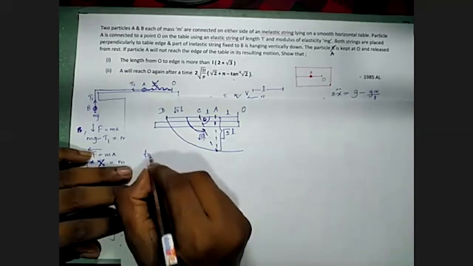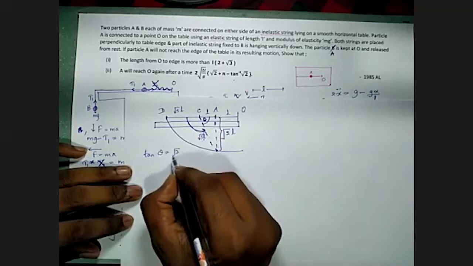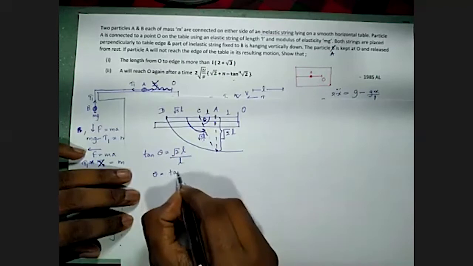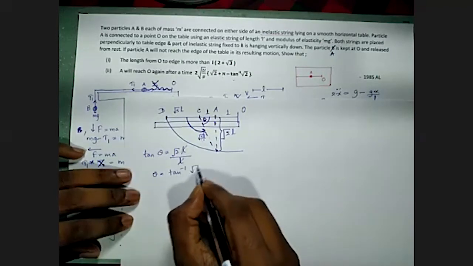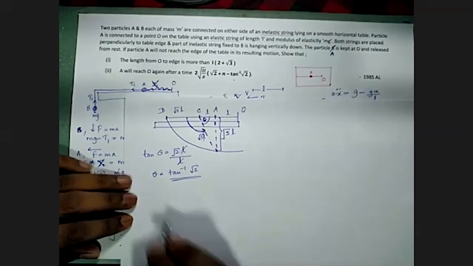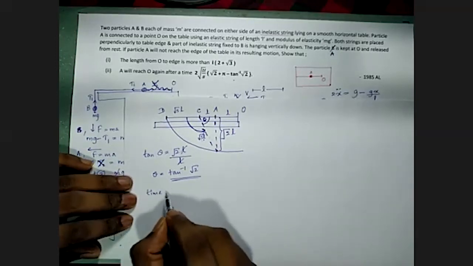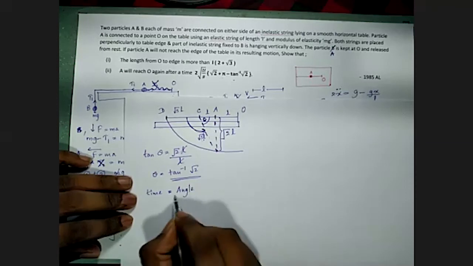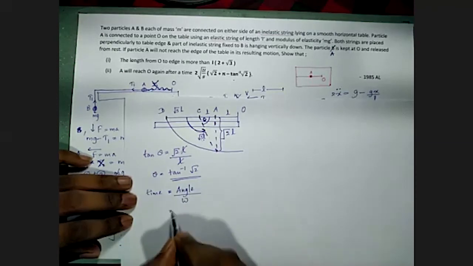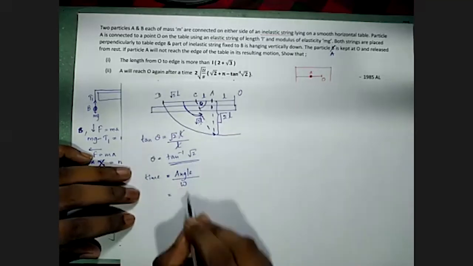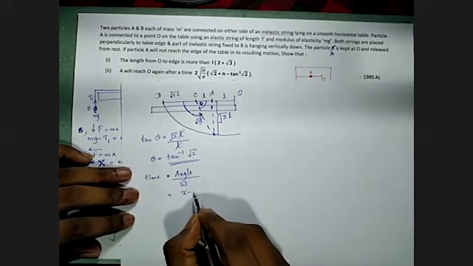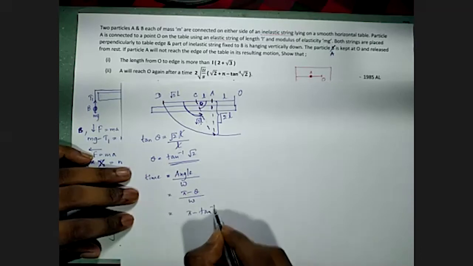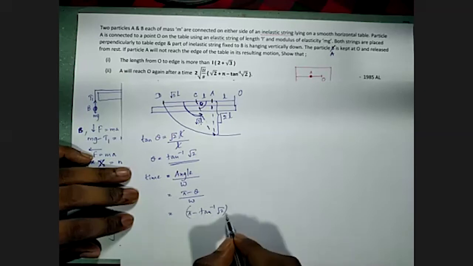Then what is your tan theta? Opposite side divided by adjacent side. Therefore theta is tan inverse, L will get cancelled, root 2. Then time of particle A moving under simple harmonic motion is equivalent to angle it covered divided by its angular velocity. Angle is 180 minus theta over omega, that is 180 minus tan inverse root 2 over omega.